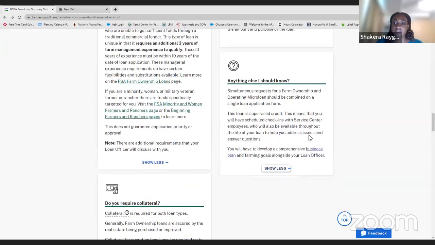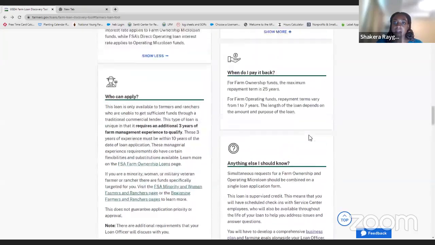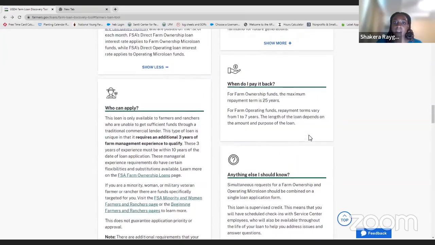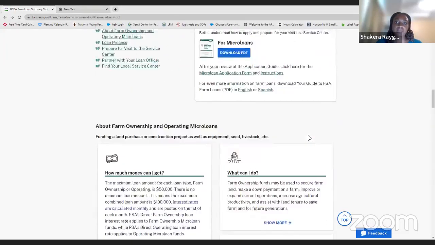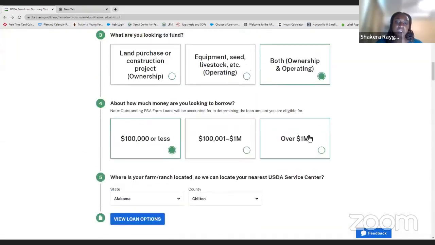And you will have to develop a business plan and farming goals alongside your loan officer. And that is all I have. I mean, this is a very easy tool to use. You can find answers to some very basic questions about the program.